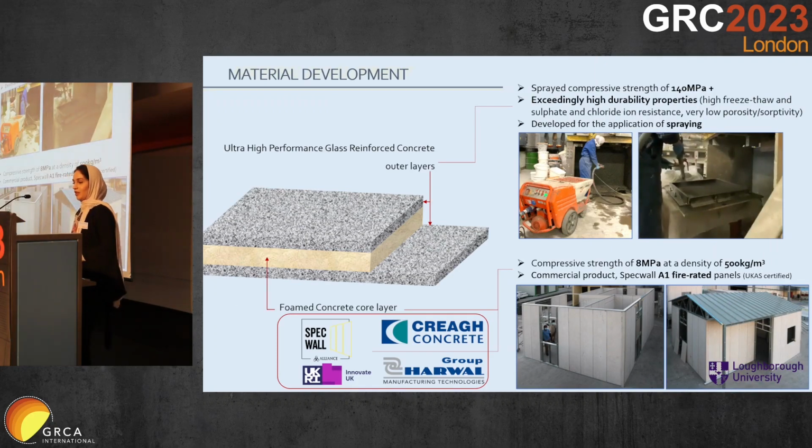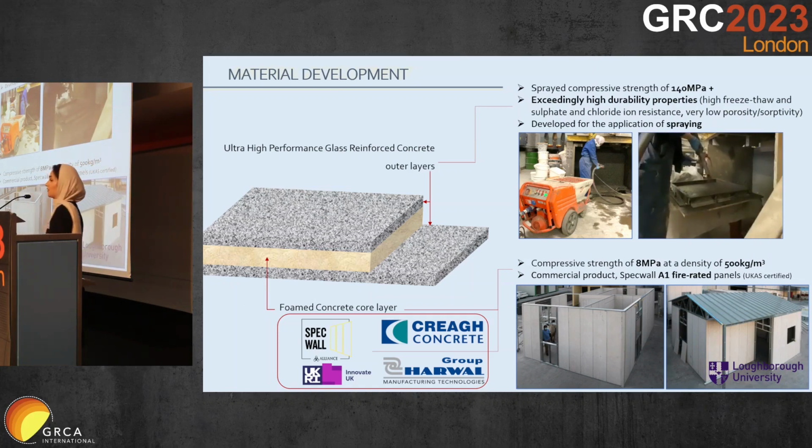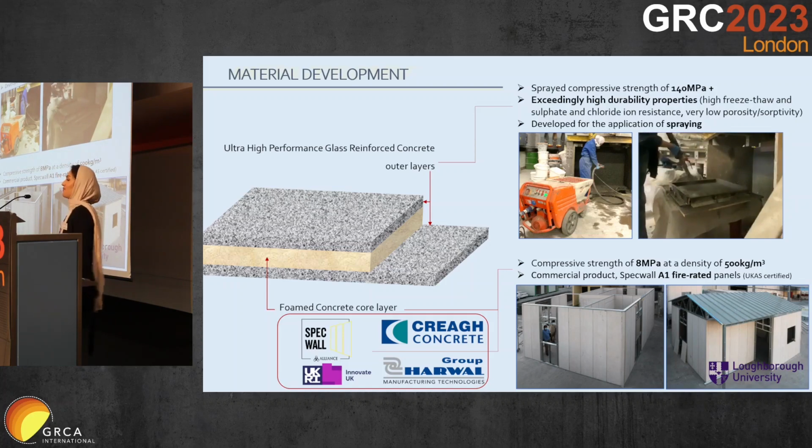So starting with the material development, we've opted for 2 materials. For the outer layer, we've opted for an ultra-high performance glass-reinforced concrete. This is where I'm implementing GRC into my project personally. The reason we've opted for an ultra-high performance glass-reinforced concrete is to move towards that load-bearing side of things. So ultra-high performance concrete, the strengths that we're achieving are around, it says 140 there, we're now achieving around 150 megapascals with it being sprayed.